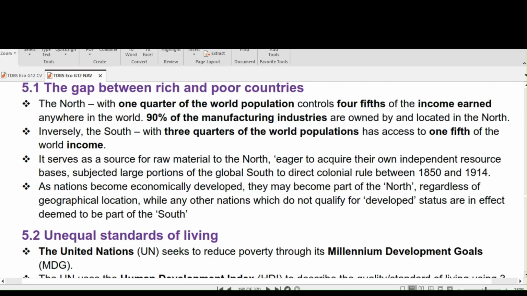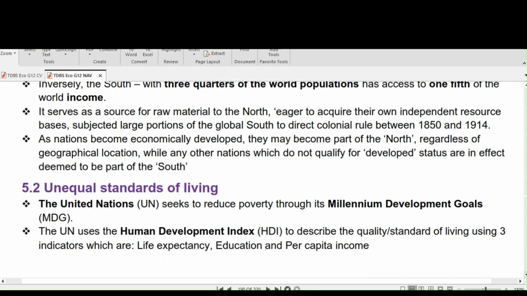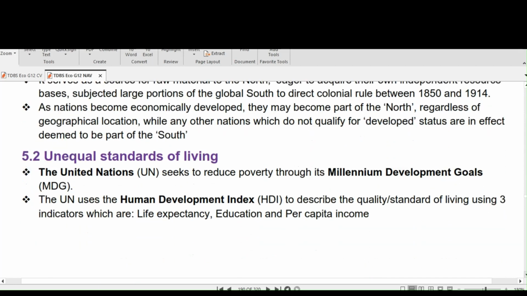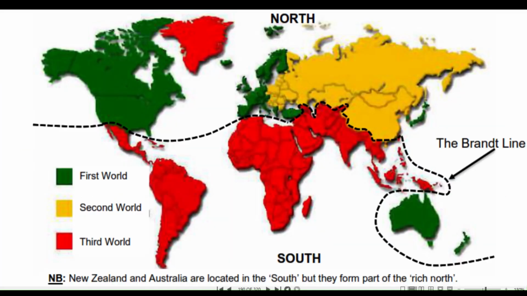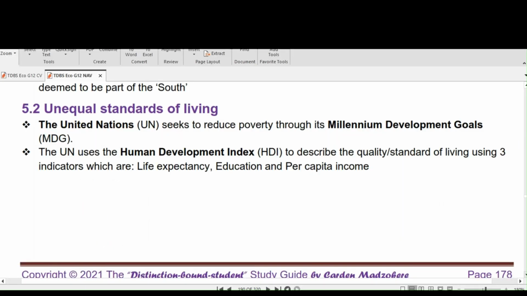The South serves as a source of raw materials to the North. The North, eager to acquire their own independent resource bases, subjected large portions of the global South to direct colonial rule between 1850 and 1914. As nations become economically developed, they may become part of the North, regardless of geographic location, while any other nations which do not qualify for developed status are in effect deemed to be part of the South, also regardless of geographical location.